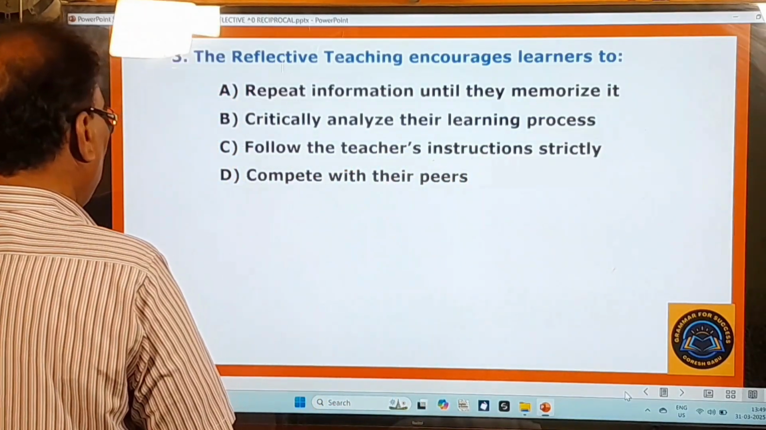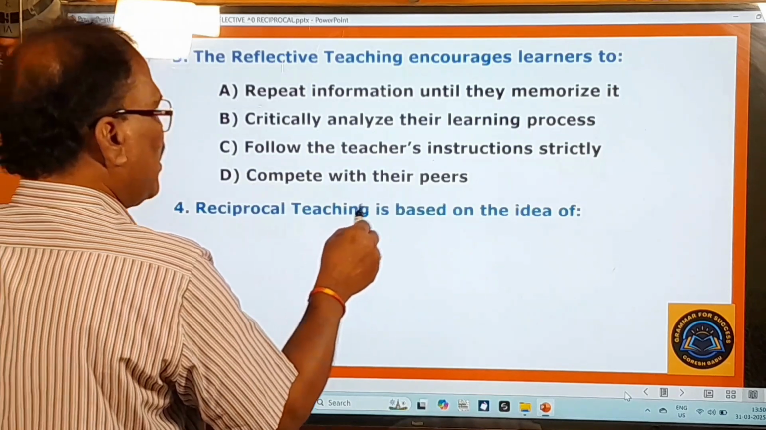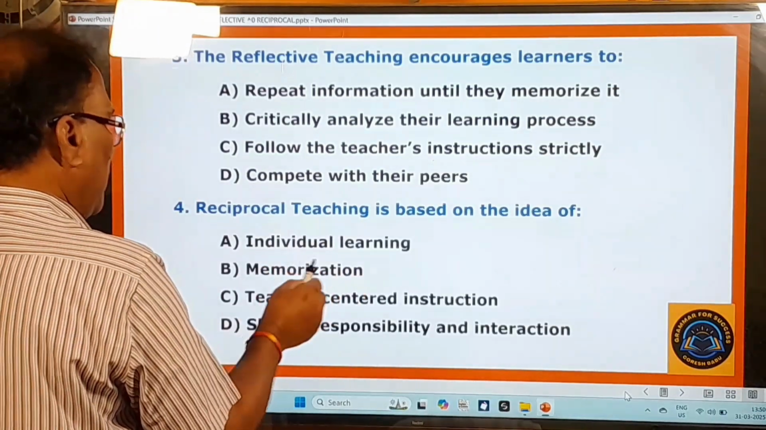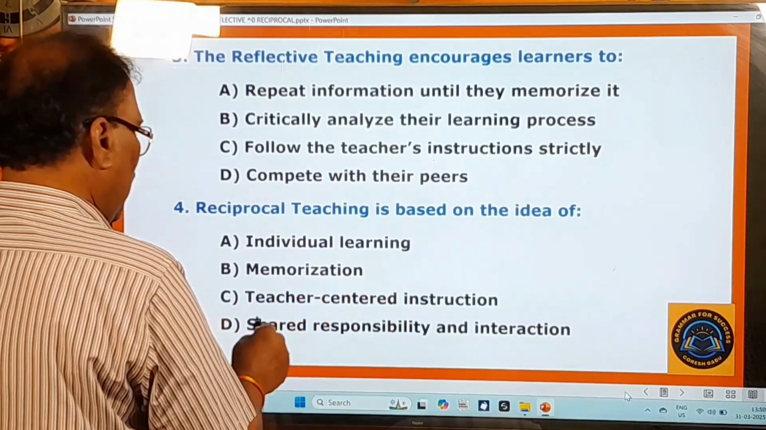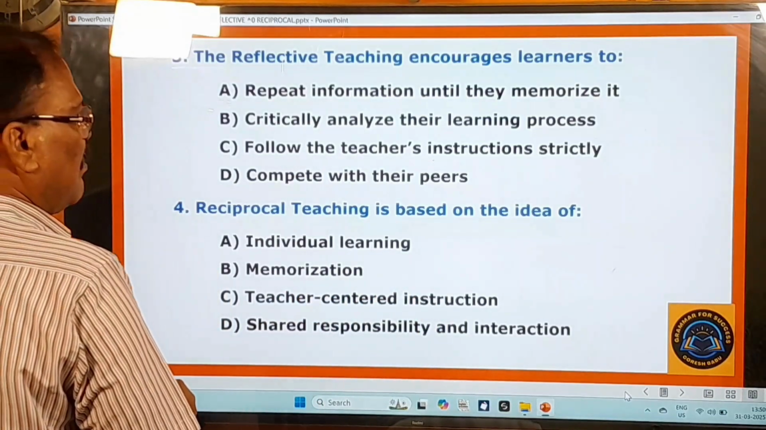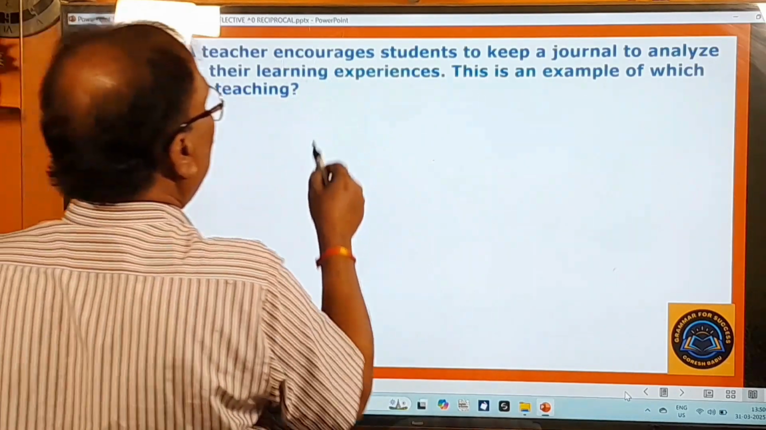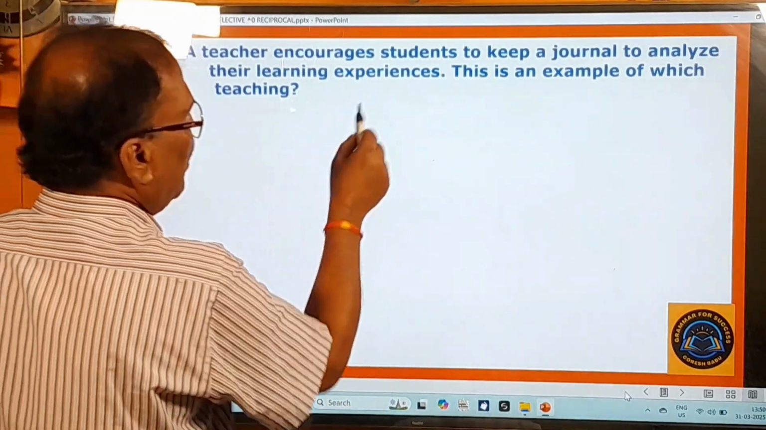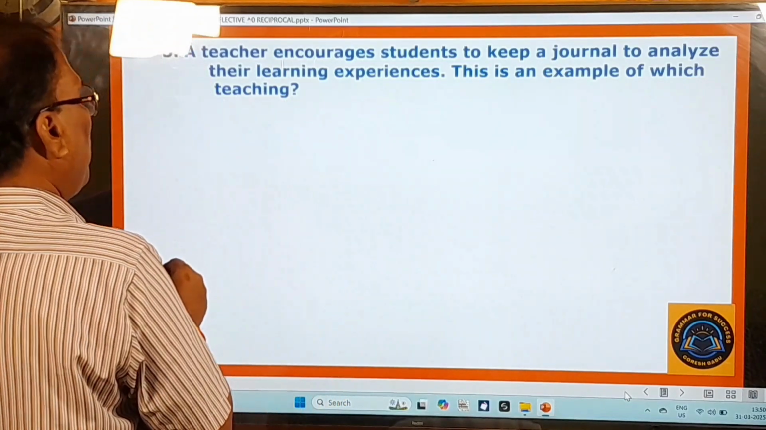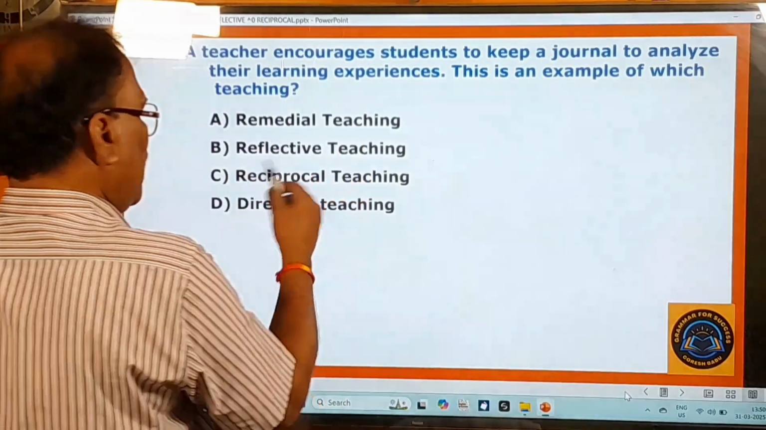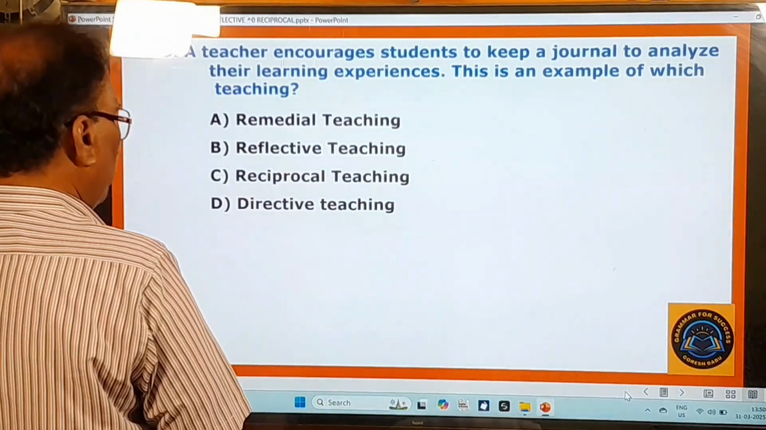Go to the fourth question. Reciprocal teaching is based on the idea of individual learning, memorization, teacher-centered instruction, shared responsibility and interaction. Fifth question. A teacher encourages students to keep a journal to analyze their learning experiences. This is an example of which teaching? Remedial teaching, reflective teaching, reciprocal teaching, directive teaching.